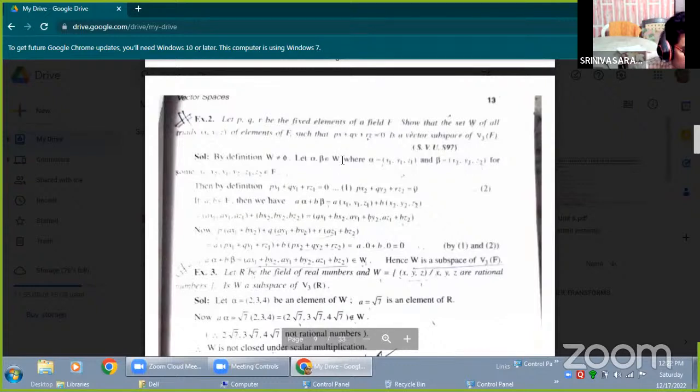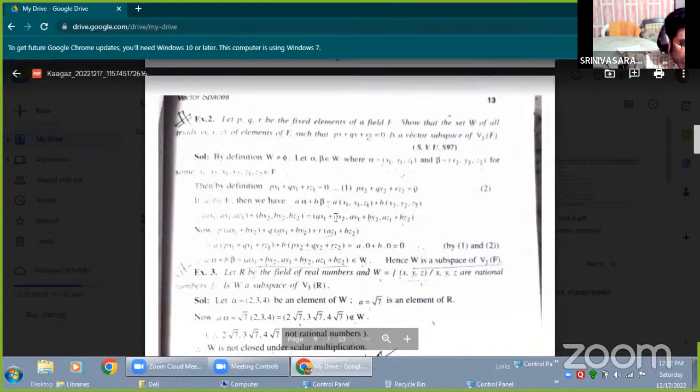This is the second example. Here the condition is px plus qy plus rz equal to 0. This is one of the conditions. Consider the set of all triads x1, y1, z1 of elements given in the field. According to this condition, this is also a vector subspace. Now we are taking different elements x1, y1, z1 and x2, y2, z2. Applying the given condition to those triads, we get px1 plus qy1 plus rz1 equal to 0, and px2 plus qy2 plus rz2 equal to 0. There are two conditions, right?